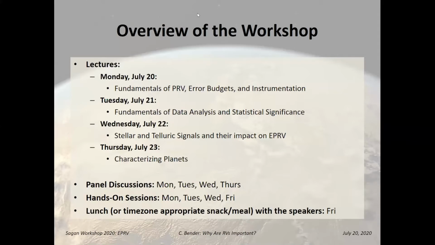Today we're going to get an overview of the fundamentals of radial velocities. We're going to have a panel discussion that can include a discussion of error budgets, and we're going to learn about some basic instrumentation. Tomorrow, we're going to dig into data analysis, statistics, and significance. On Wednesday, we have a series of speakers lined up to talk about the horrors of stellar physics and atmospheric contamination that impact the spectra that we're trying to use to characterize planets. And on Thursday, we're going to transition to other ways to characterize planets, or more advanced characterization that we can get through other spectroscopic means.